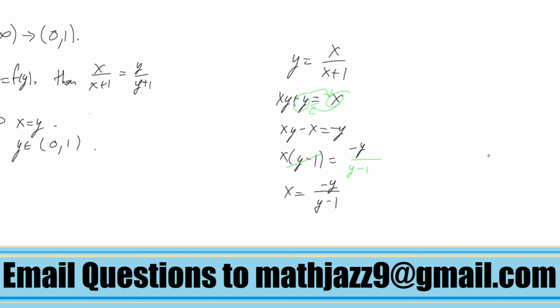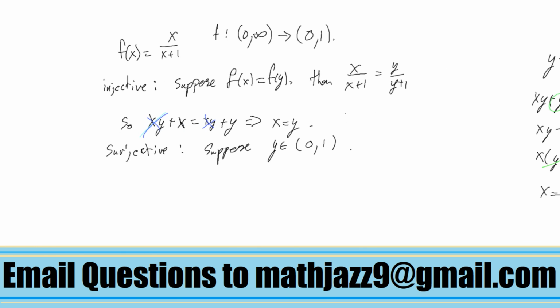So now that we've done our scratch work, we go back over to our proof. So we say, let x equal negative y over y minus 1. Then f of x equals x over x plus 1, which equals negative y over y minus 1 over negative y over y minus 1 plus 1.